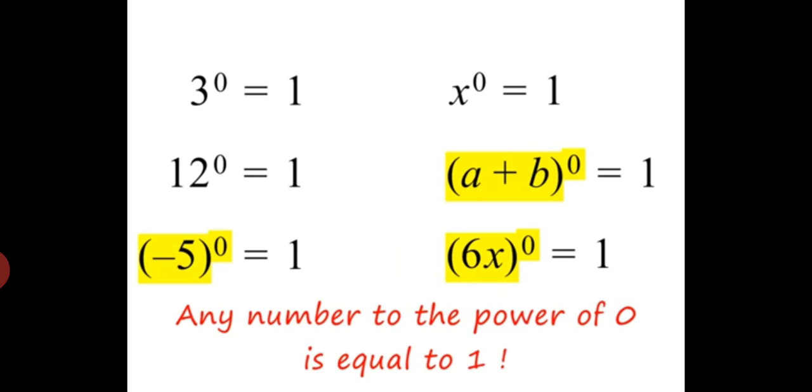Now any number to the power of 0 is equal to 1. For example, 3 to the power 0 or 12 to the power 0 or minus 5 whole to the power 0, all are 1. Here are 3 other examples: x to the power 0 is also equal to 1, a plus b whole to the power 0 is equal to 1, or 6x whole to the power 0 is equal to 1.